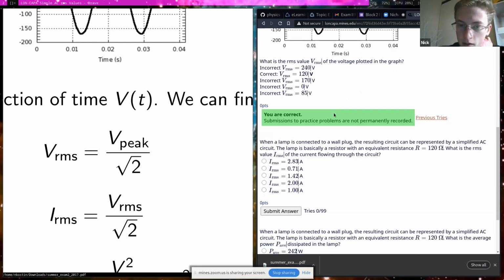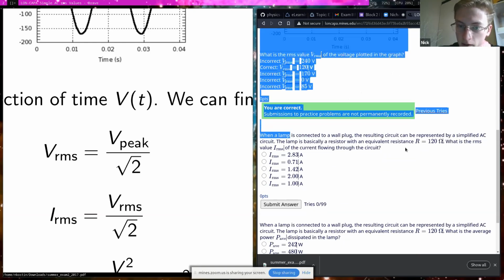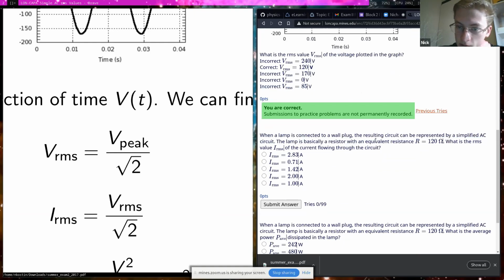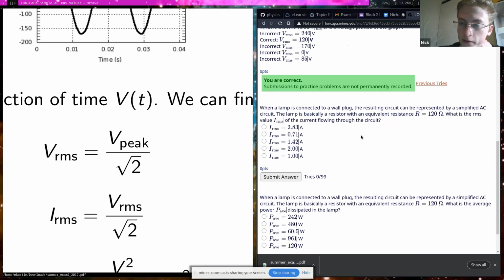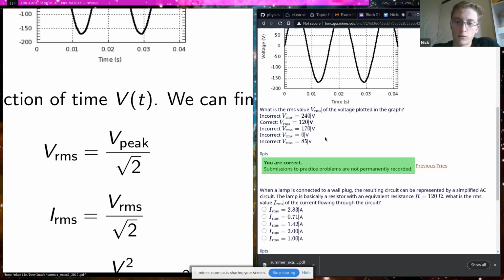Cool. All right, when a lamp is connected to a wall plug, the resulting circuit can be represented by a simplified AC circuit. The lamp is basically a resistor with an equivalent resistance R equals 120 ohms. What is the RMS value of the current flowing through the circuit? Basically, this is telling us that now we're plugging a lamp into the wall plug, and it's pretty much just an AC source with a load, and that load is that resistor of 120 ohms.